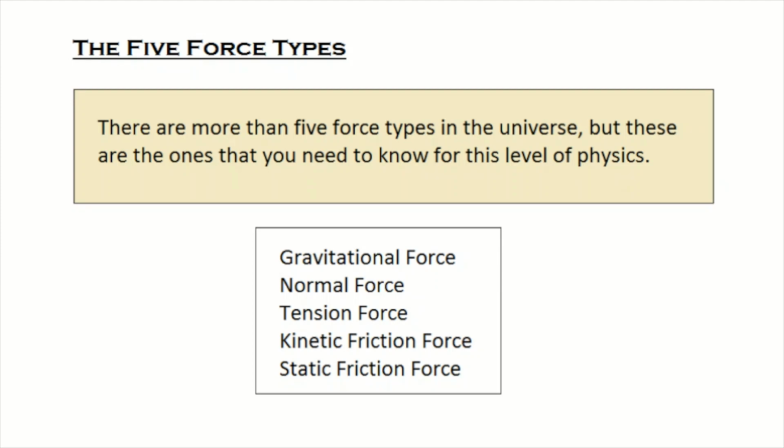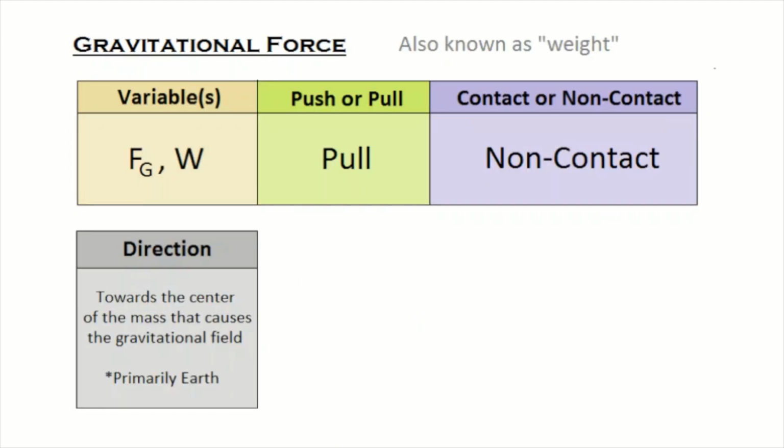There are 5 force types that you need to know. They're listed in the white box at the bottom of your screen if you want to make a list. Know that there are more than 5 force types in the universe, but at this level of physics, we're going to really dive deeply into 5 of them and master those, and then in future physics classes, we can open up more. Our first force is gravitational force. This is also known as weight. Those are interchangeable terms. As variable options, you can go with Fg, force gravity, or W for weight.